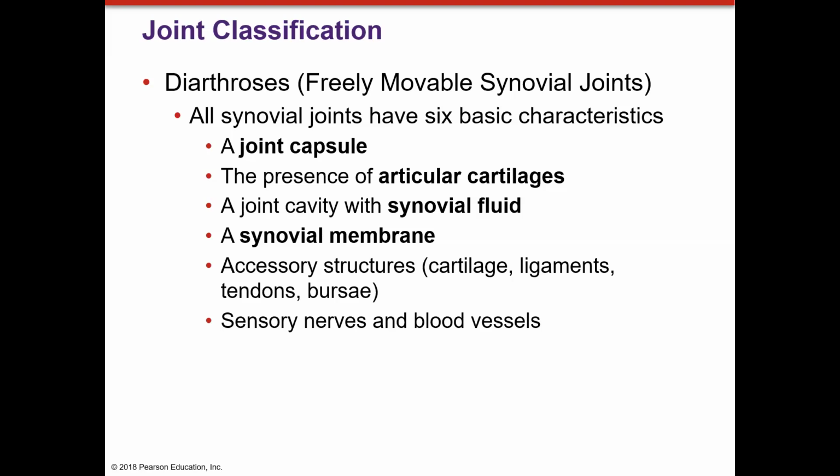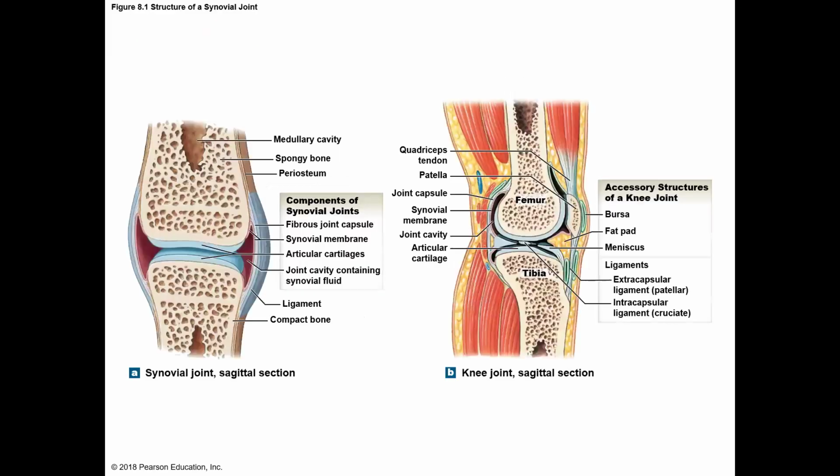All synovial joints have 6 basic characteristics. We're going to see a joint capsule, articular cartilage, a joint cavity filled with synovial fluid, a synovial membrane, and accessory structures like cartilage, ligament, tendons, bursa, and we'll see a picture of what bursa are, and sensory nerves and blood vessels.